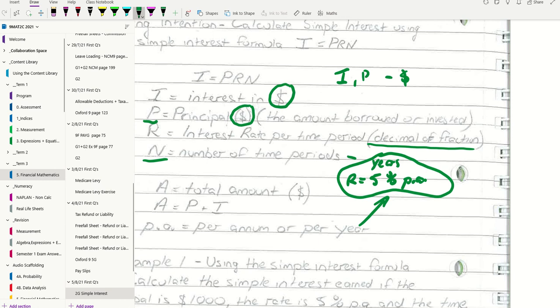Okay, what that formula does is tell us how much money we earn on our investment. We still have our investment, so the total amount of money that we will get back is equal to what we had in the first place, the principal, plus what we earn, the interest. Or if we have borrowed money, we need to pay back both the principal, plus the extra money, the interest that we're being charged. So our total amount A is equal to our principal plus our interest.